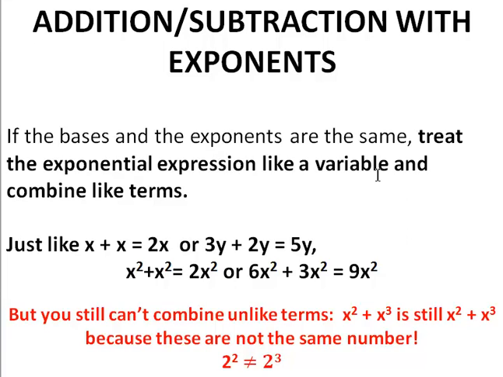What I want you to remember is that if you are working with variables or numbers with exponents, you have to be able to say that the base and the exponent are the same. So this is a base and this is the exponent. You can only combine this with another thing that is exactly like it. I cannot combine this and this. These are different units. These are almost like different variables.